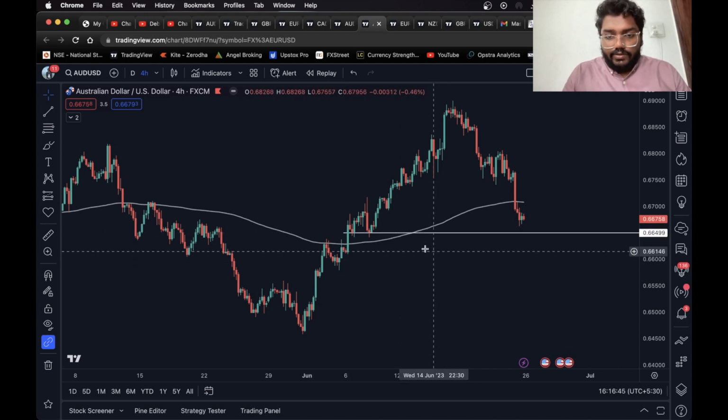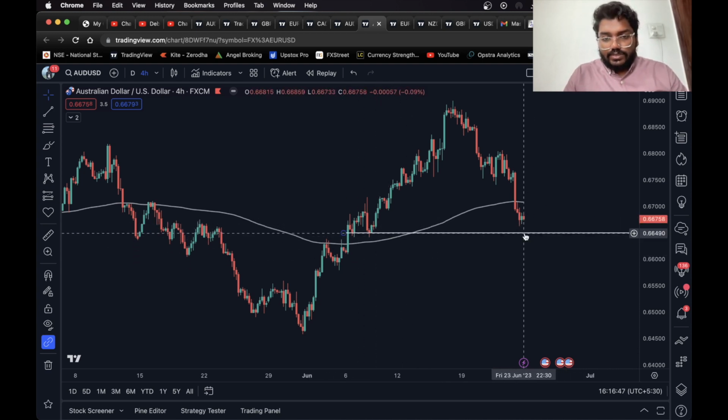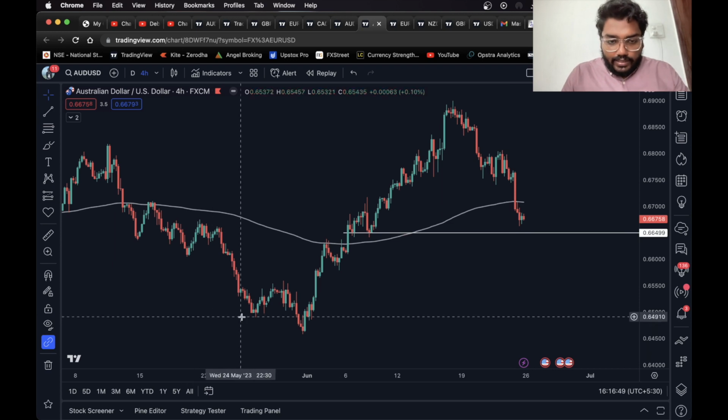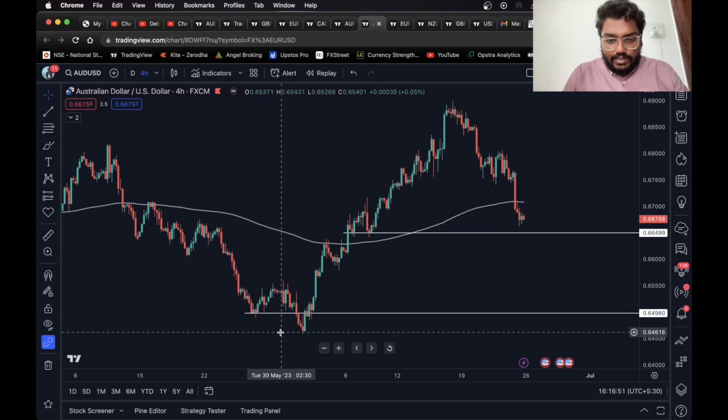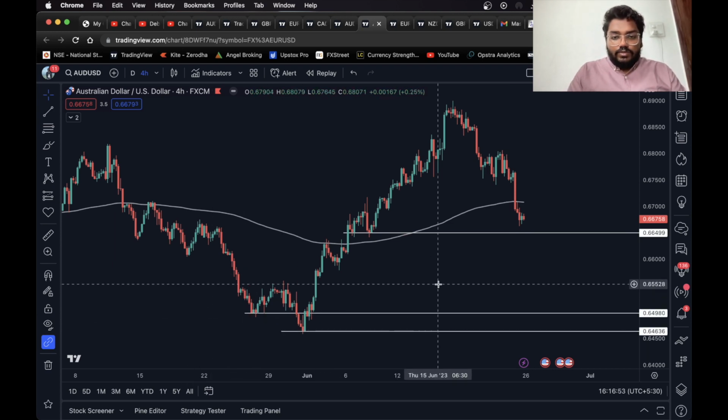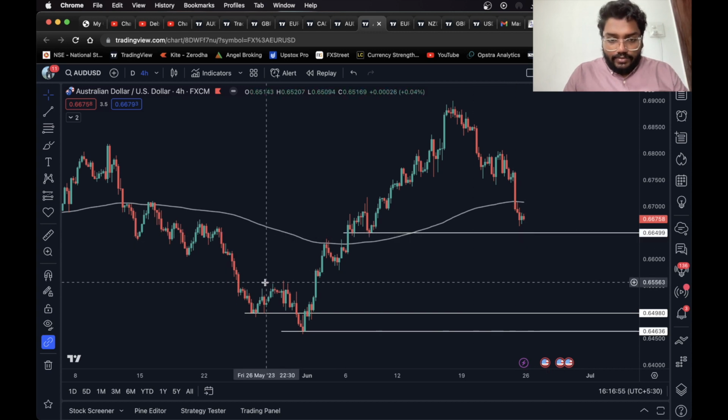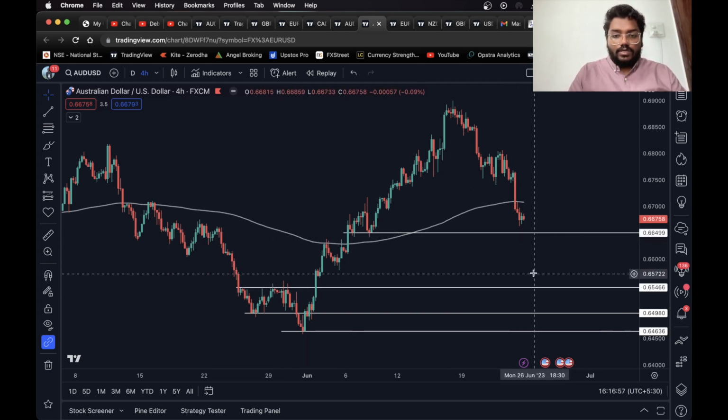If you're a safe trader, you can wait for it to break this support level. Once it breaks down this support level, a short entry can definitely be taken. You can consider this level as your first target and this as your final target. Just in case you can't hold it that further, you can consider this level also as your target.